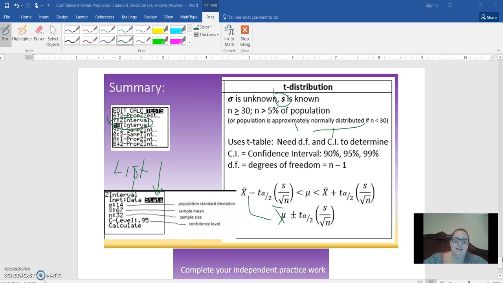In the next video, we're going to start if it's less than 5% of the population, and you don't necessarily have to calculate it. It'll give you clues. The clue for this type of problem is if you see the words sample standard deviation, and the clue for the Z is if it says population standard deviation. And there'll be another clue on when we use the other kind of confidence interval.